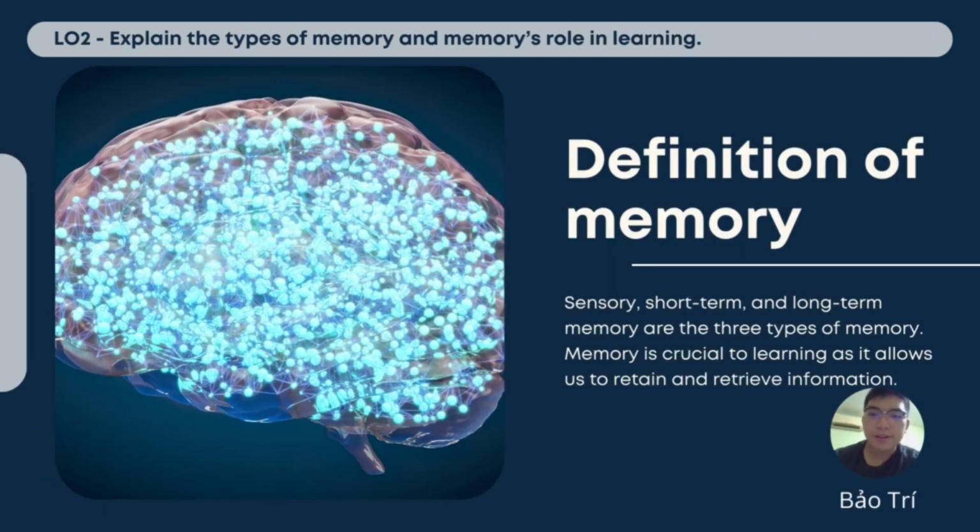Next is learning objective two: explain the types of memory and memory's role in learning. First, the definition of memory. Sensory, short-term, and long-term memory are the three types of memory. Memory is crucial to learning as it allows us to retain and retrieve information.